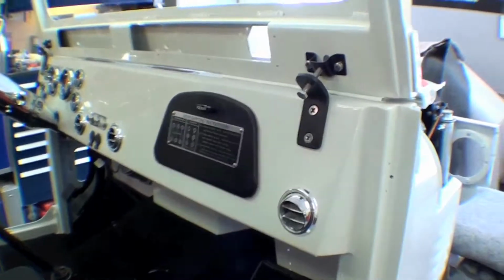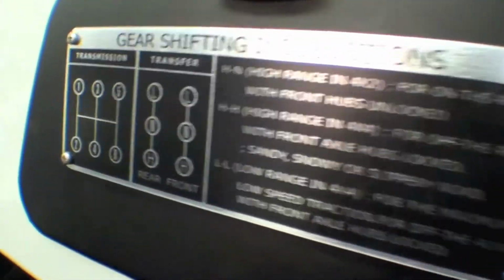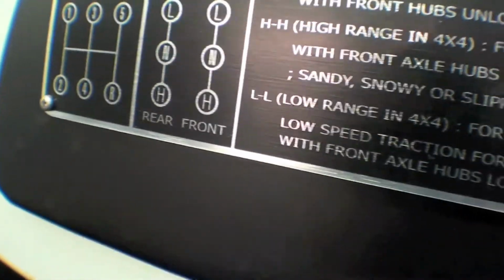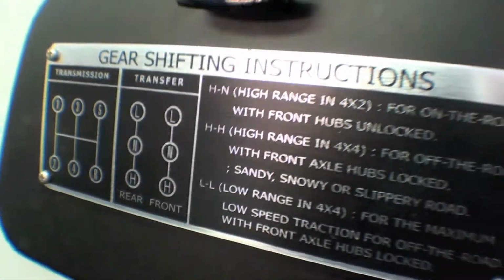Nice little clips on top of the button heads on top of the bolts here. Clean up that. We even have the shifting pattern here on the plate for the 5-speed and the twin stick.